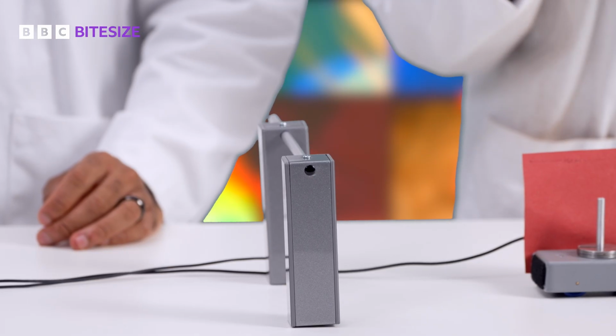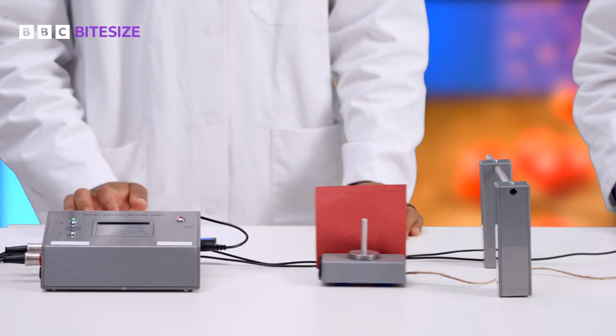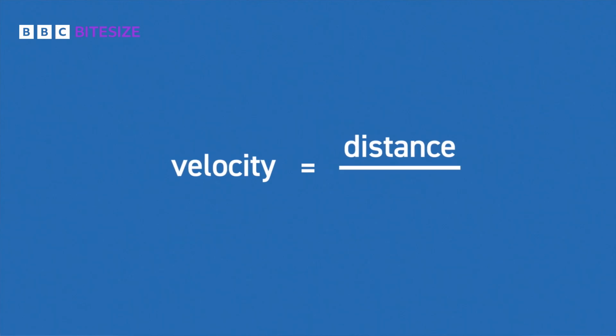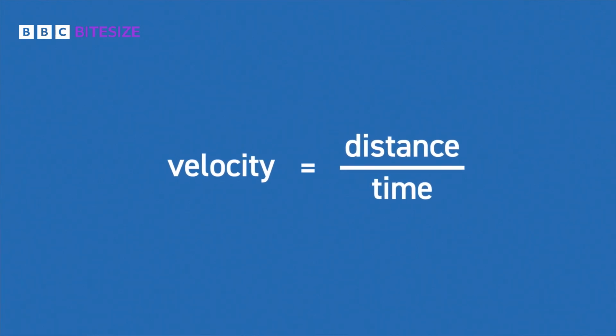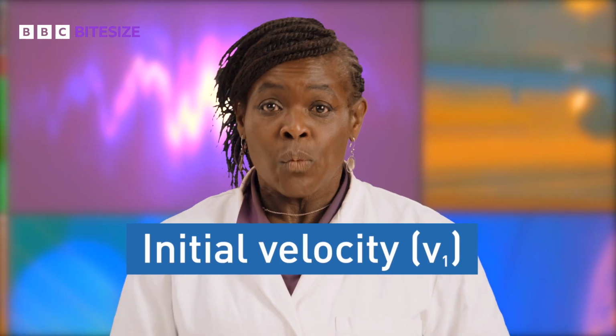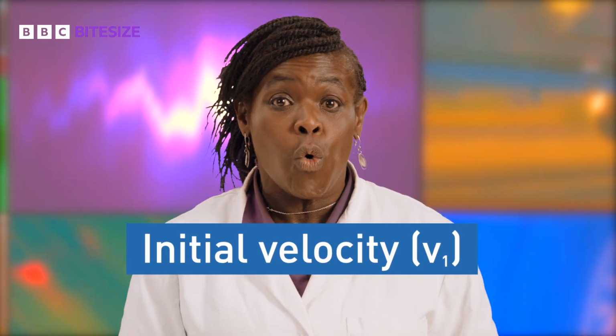Now, as the trolley passes through the first light gate, the data logger will record how long the light beam is broken for. The data logger then works out the velocity of the trolley at the first light gate, using velocity equals distance divided by time. The distance is the length of the interrupt card, i.e. 0.1 meters, and the time it took to interrupt the light gate as it passes through. We call this our initial velocity, or v1.